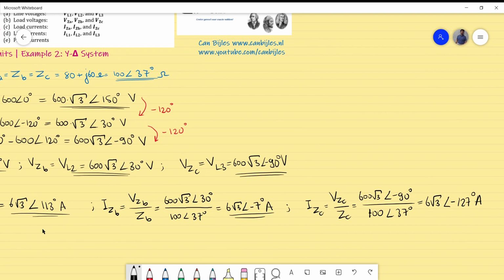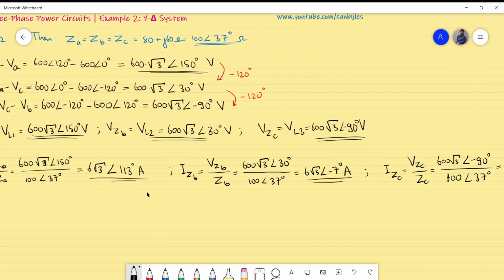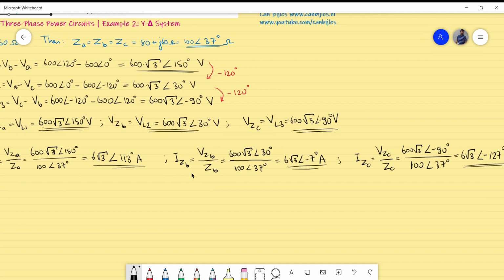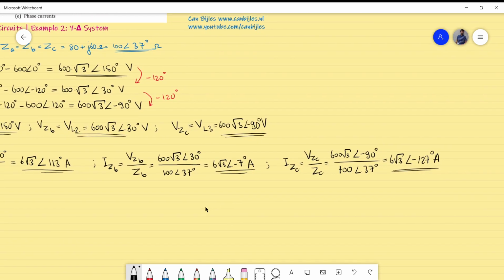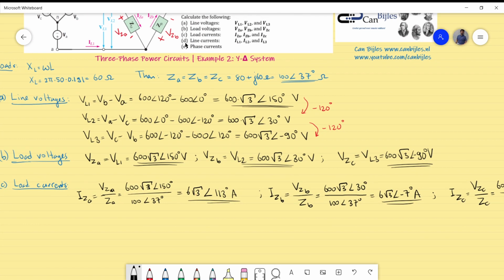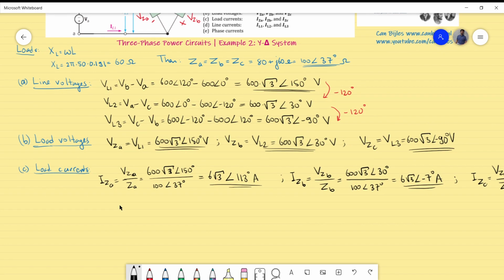Okay, these are the load voltages, I mean the load currents, IZ of A, IZ of B, and IZ of C. Now I'll move to the fourth question, line currents. Okay, what are the line currents? So let me write it down. In line currents.